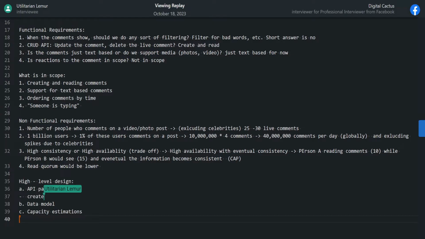So here you would have create, post ID equals something, and comment equals this text. That would be the create. And then read comments.